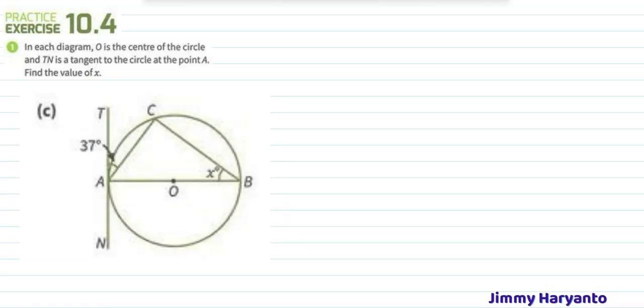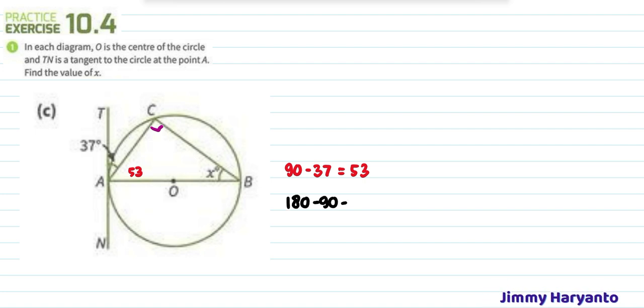And then next is this one. We'll start from here. This is 90 degrees. That means I can find this angle. It's 90 degrees minus 37 equals 53 degrees. This one is 53 degrees. And then what next? We'll go to the, what is that called? Diameter. That means this one is 90 degrees, the circumference angle. And then to find the x, you only have to subtract 180 minus 90 minus 53 equals 37. So the x equals 37 degrees.